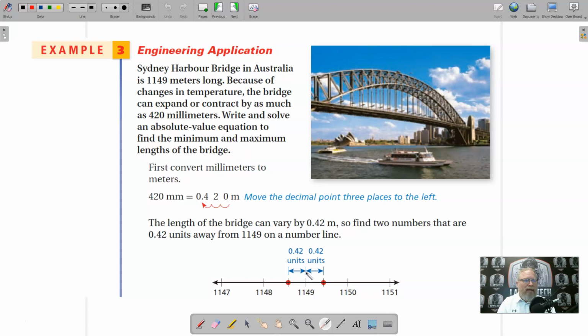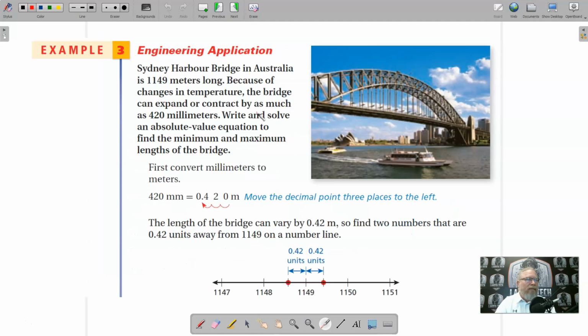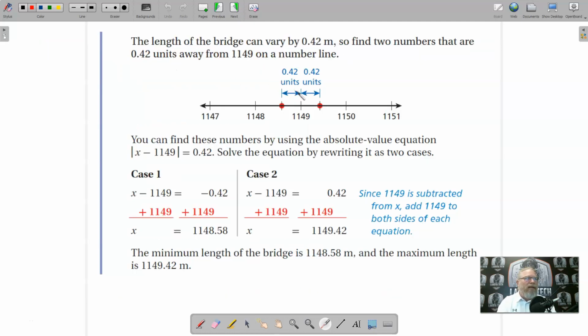And we can see that here. I've also replicated that on this next slide. This portion is a repeat from the previous slide at the bottom here. So here is our number line representing the distance of 0.42 less than 1,149 and 0.42 units greater than 1,149. You can find these numbers by using the absolute value equation of the absolute value of x minus 1,149 equals 0.42.